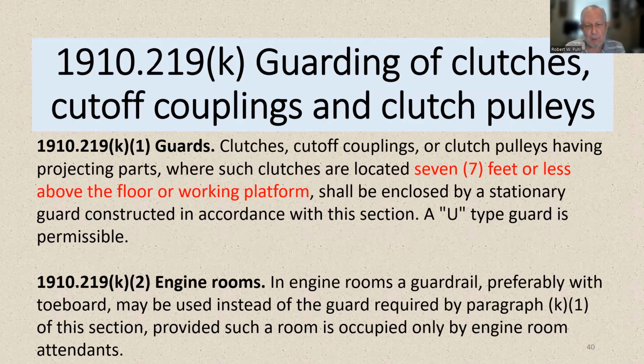And there's engine rooms. In engine rooms, a guardrail, preferably with toe board, may be used instead of the guard required by paragraph K1, which was just this paragraph right above it, provided such room is occupied only by engine room attendants. There you go. You don't see that too often in OSHA either. That makes an exception to it based on who's there.